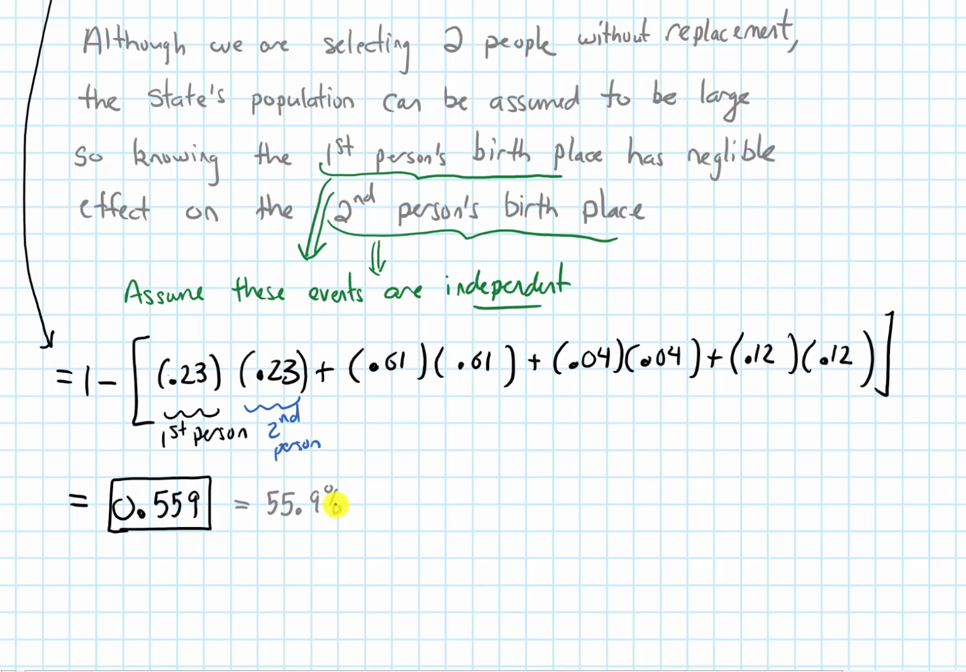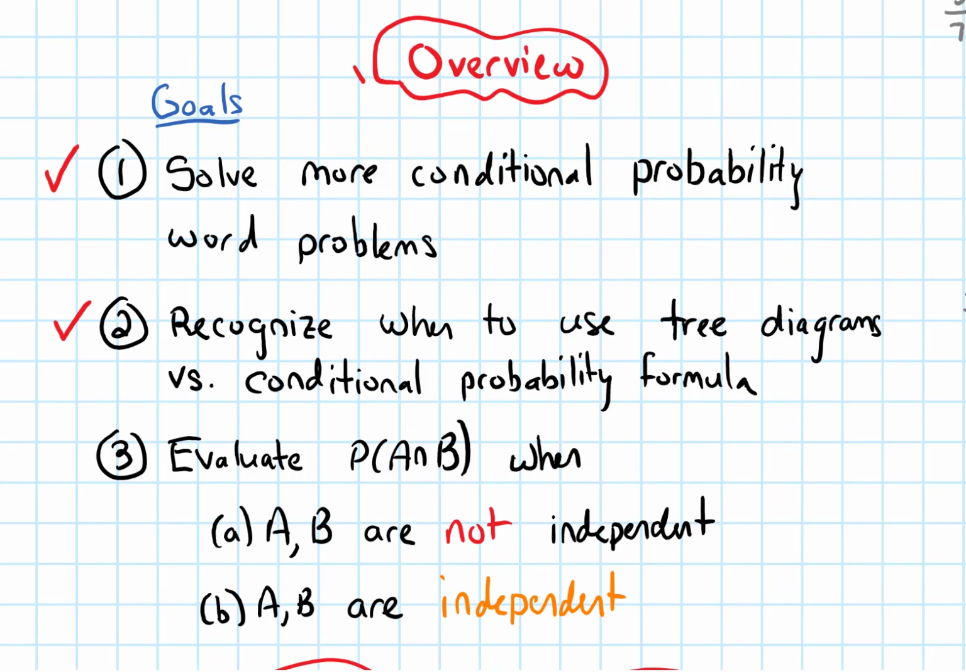So there's a little over a 50% chance that these two randomly selected people are going to be born from different places. Finally, in terms of our goals for this section, we've completed our third goal. Over the last two videos, we've talked about how we can evaluate the probability of an intersection, so event A and event B happening, when our events are not independent and when our events are independent.